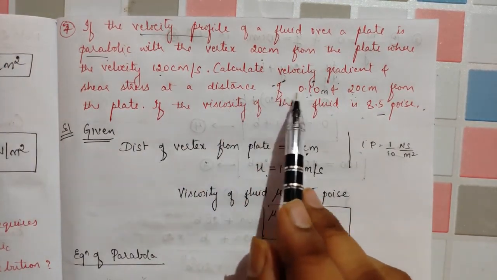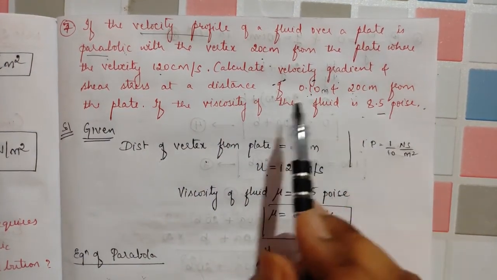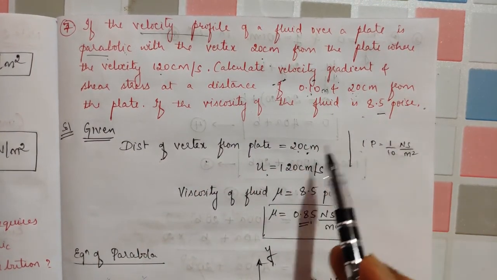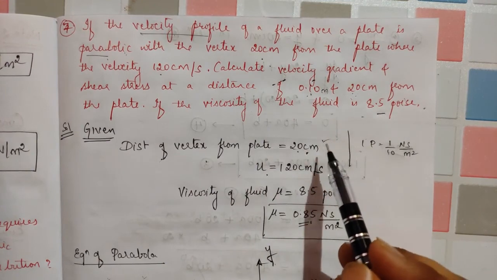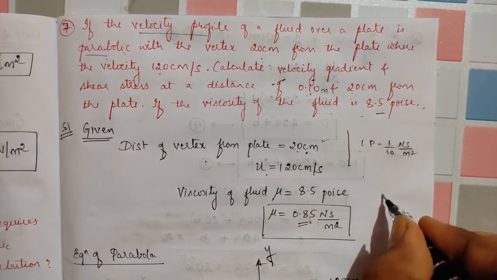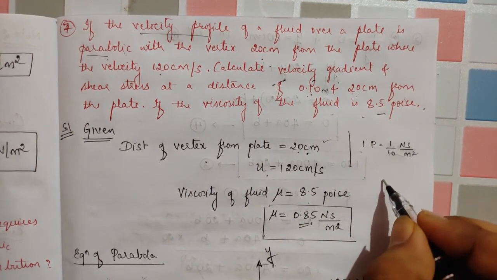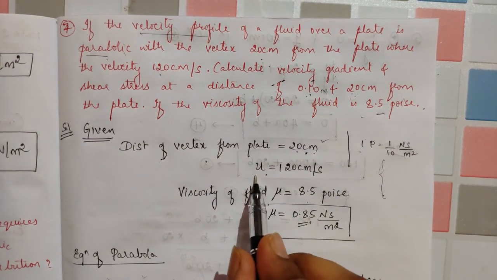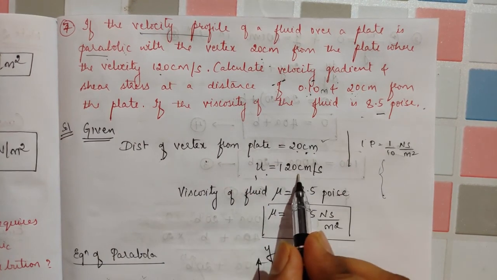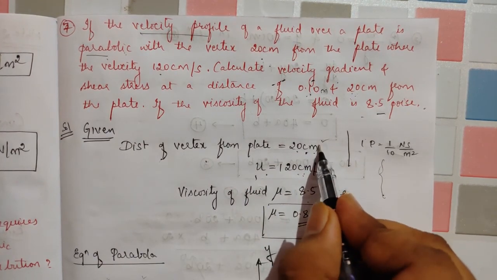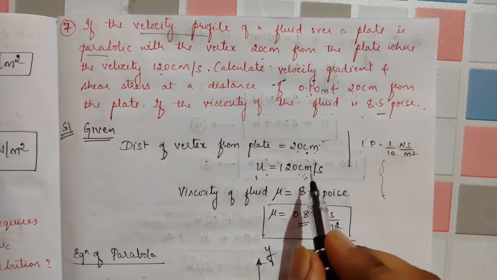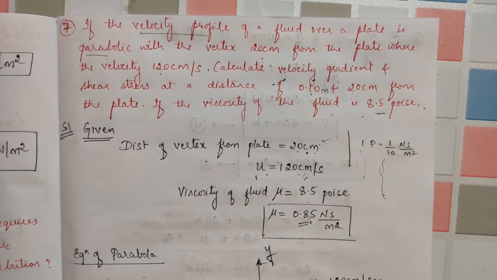So shear stress at a distance of 10 centimeter and 20 centimeter from the plate, if the viscosity of the fluid is 8.5 poise. So whatever they have given, that is distance of vertex. So distance of vertex means from the initial point, the maximum distance they have given, that is 20 centimeter. U, velocity is 120 centimeter per second. At a distance of 20 centimeter, the velocity of the plate or velocity of any layer according to the question is 120 centimeter per second. Viscosity of the fluid is given as 8.5 poise.